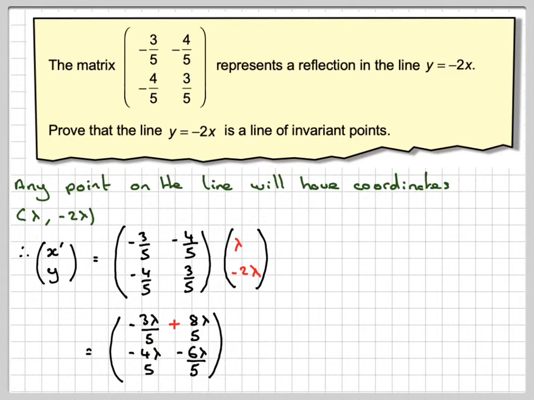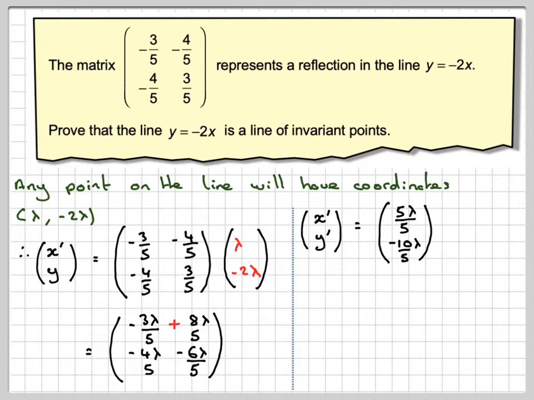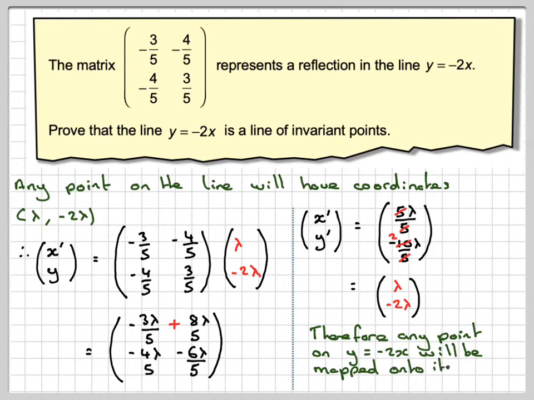So minus 3 plus 8 gives 5 lambda over 5, and then minus 4 minus 10 gives minus 10 lambda over 5. Obviously the 5s cancel out, we're just left with lambda, and here we get minus 10, 5 goes into that minus 2 times, so we end up with minus 2 lambda. So we've got back to what we started with. It doesn't matter what lambda is, we're always going to get back to what we started with. Therefore we can say any point on y is equal to minus 2x will be mapped onto itself, and these points are known as a line of invariant points.